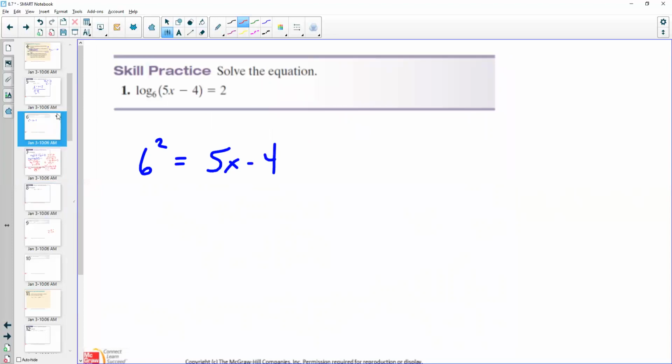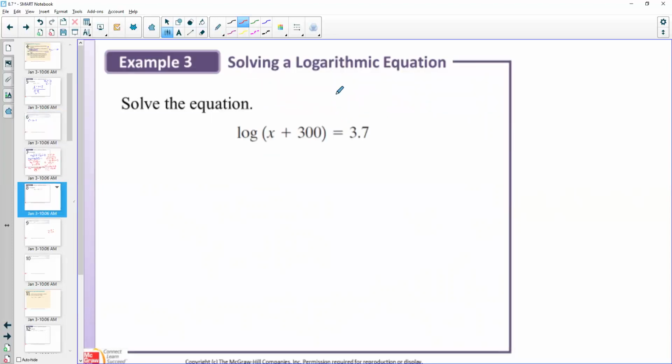How'd that get all the way down here? All right, so now let's try another one. This one looks just like the last one, doesn't it? Remember that when there's no base on the log, the implied base is 10. So I can rewrite this. All the logs are on one side, everything's fine. So this is 10 to the 3.7 equals x plus 300.